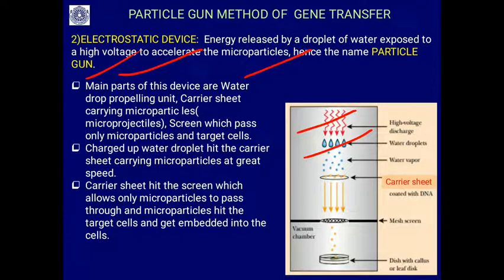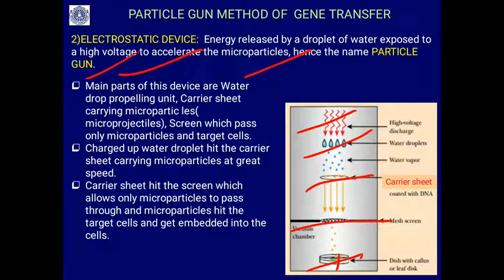So, this is the carrier sheet attached with the nanoparticles which is carrying our gene of interest, so that this is going to drop on this. So, only the particles of the nanoparticles carrying our gene of interest will be delivered to the cell culture plate. These are the cells, the plate carrying whatever the cultured cells, plant cells or animal cells or bacterial cells.